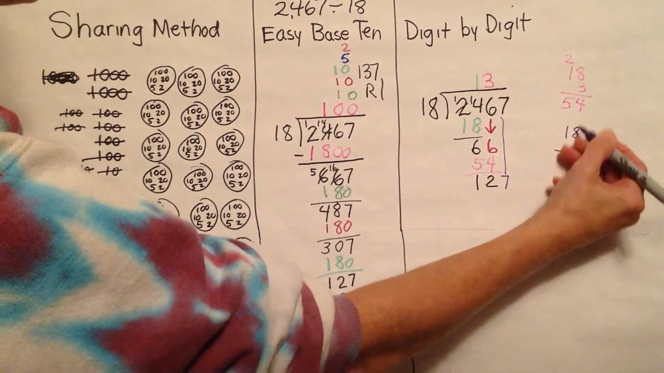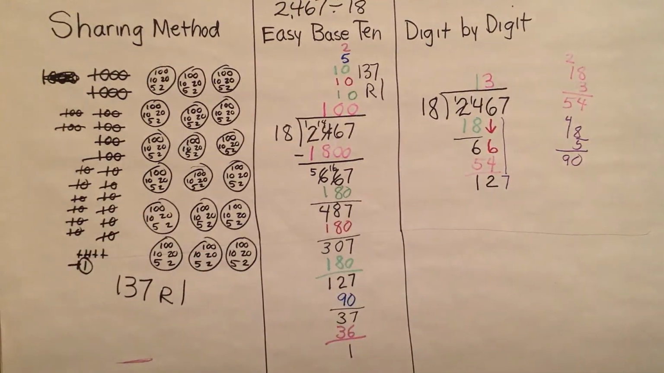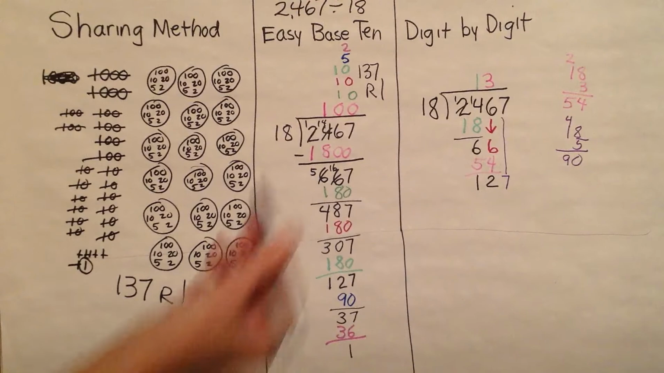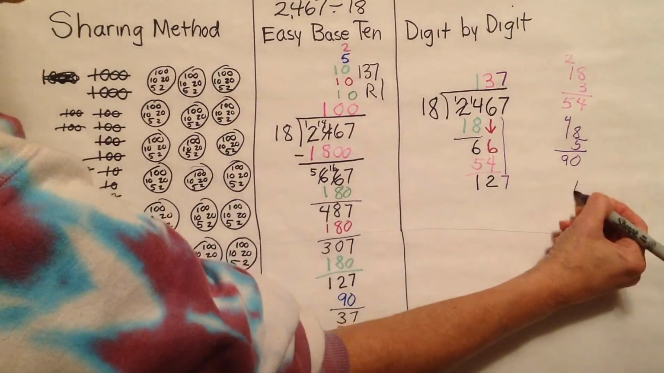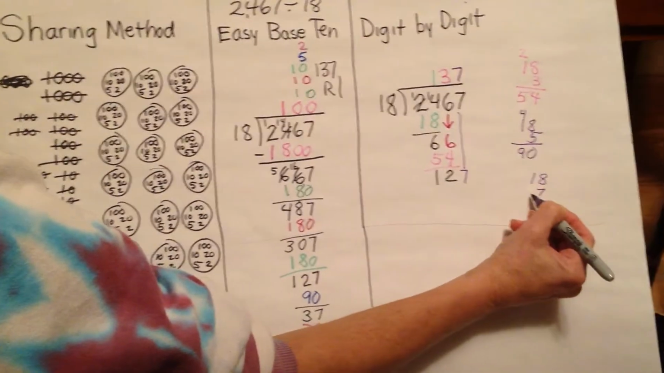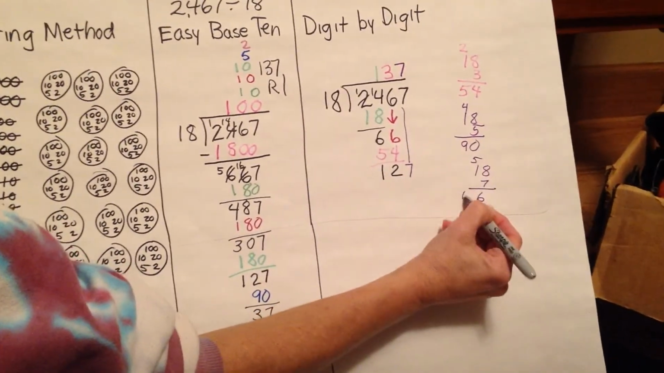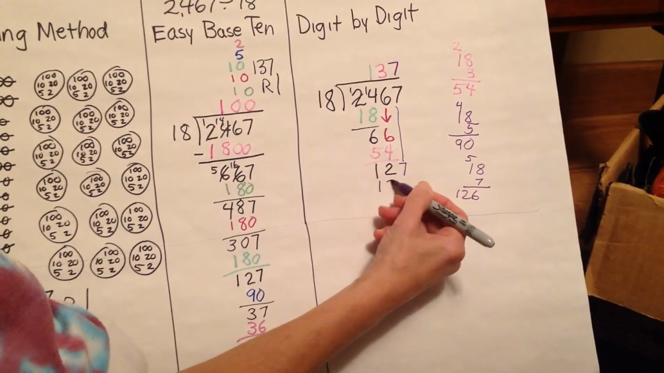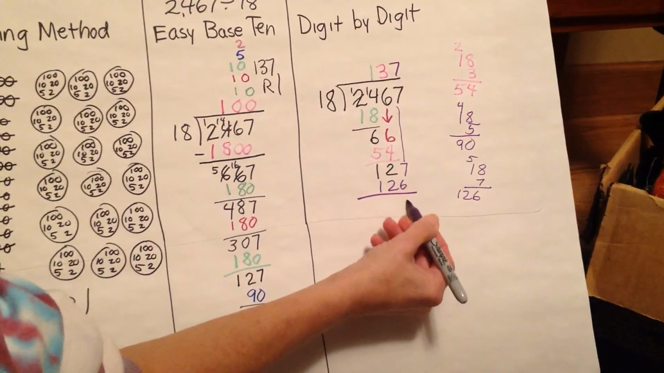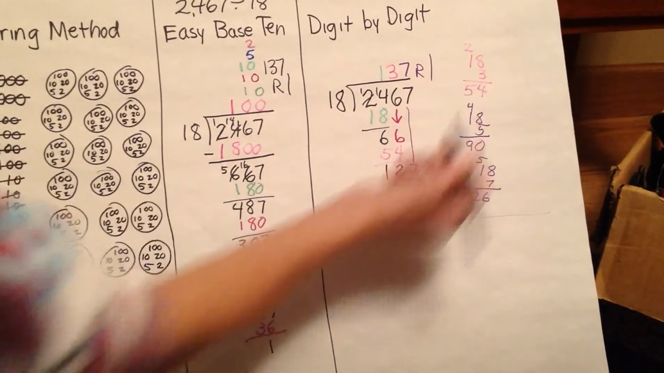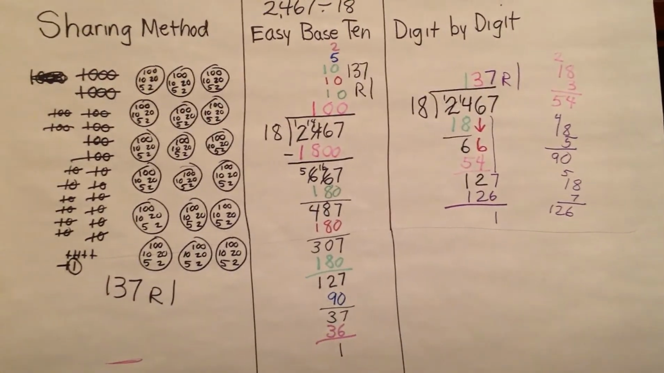If I did 18 times 5, I'd get 90. Oh, I could do it some more. So I know it's going to be more than 5 groups. I do happen to know it's going to be 7, so I'm going to put 7 there. I can come over here and do 7 times 18, and that would be 126. So that means I've made 7 groups of 18. I used 126, and look what I've got left. Remainder of 1.